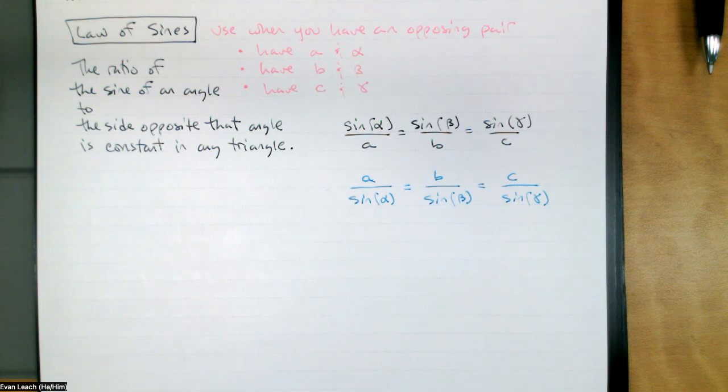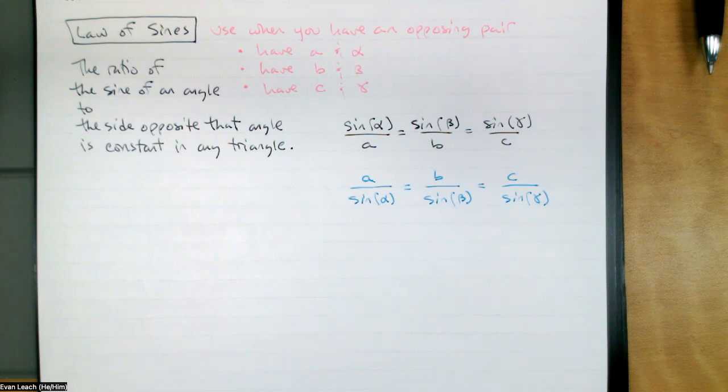The structure of the law of sines makes it pretty clear when we use it. We use the law of sines when we have an opposing pair. If I have A and alpha, law of sines is going to be the way to go. If I have B and beta, law of sines. If I have C and gamma, we can use the law of sines.